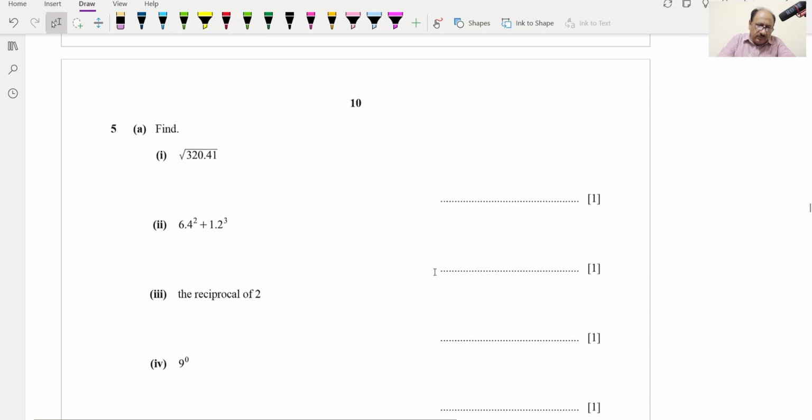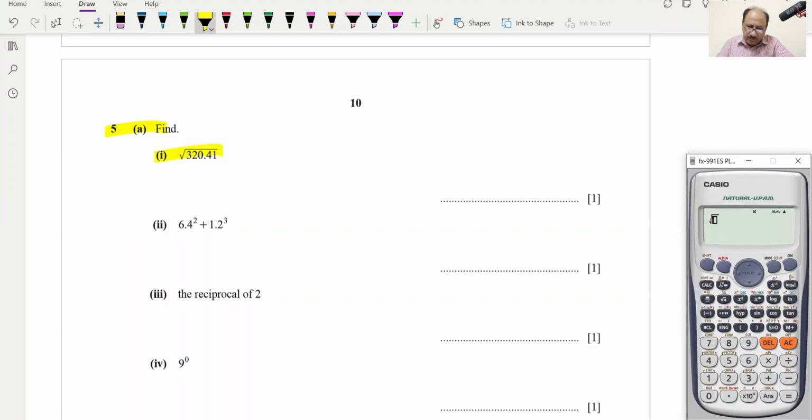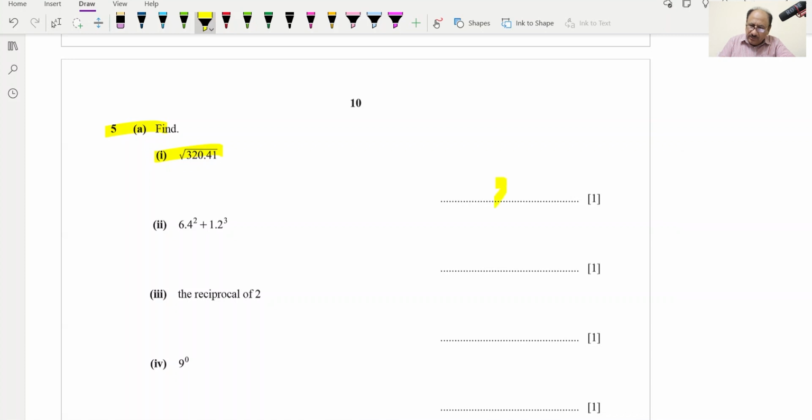Now question number 5 says find these values, basically calculator usage. So we can write under root of 320.41, and this is equal to 17.9, which will be our final answer. This is a 1 mark part.